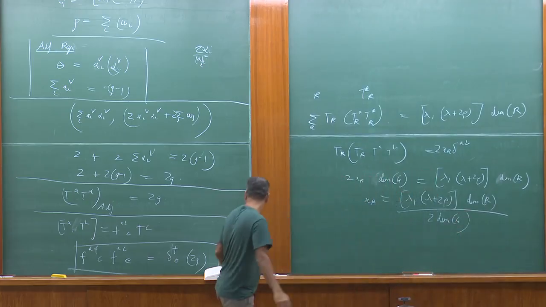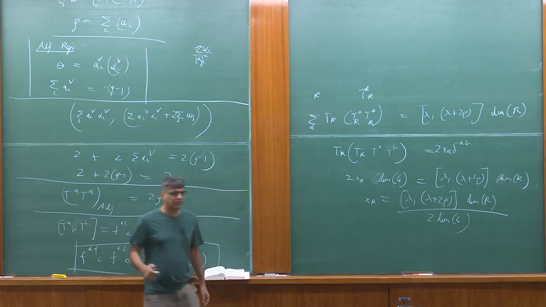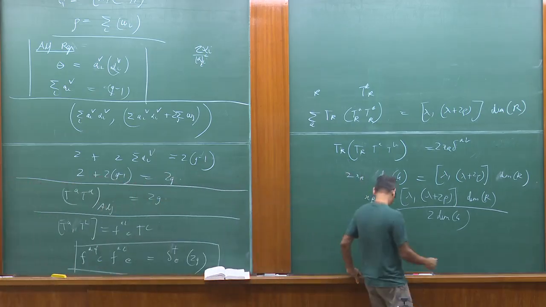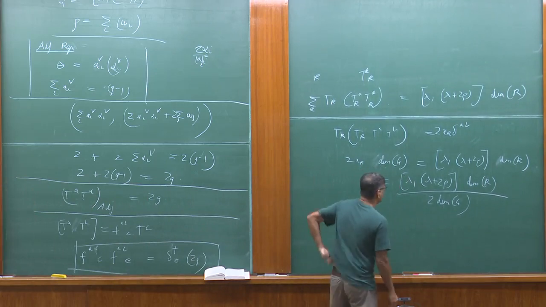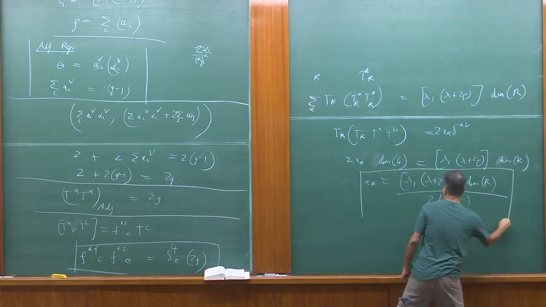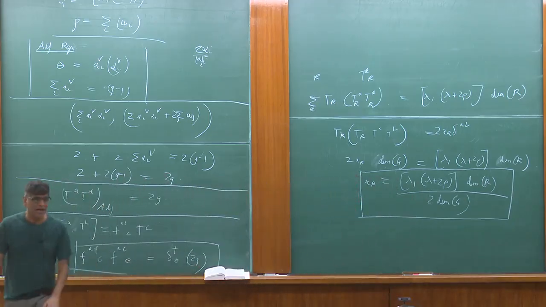Let me check this formula. Yeah, dimension of representation divided by twice the dimension of the group. Okay? And finally, we can ask what is the index of the adjoint representation?